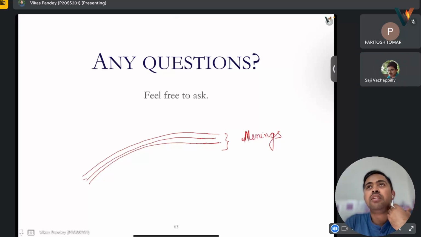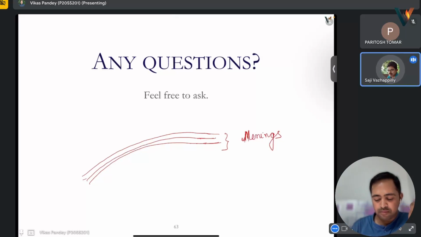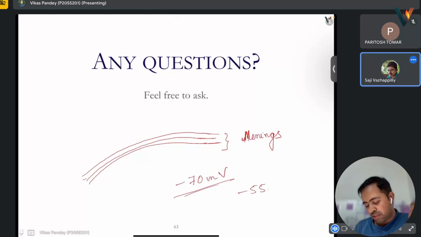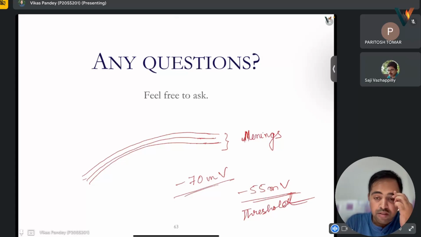And what is the resting potential of a neuron? That is minus 70 millivolts, sir. Yes, minus 70 millivolts. And when minus 55 comes, it will start firing. So minus 55 is what? Threshold, right. And what is the maximum potential it reaches on excitation if it is an action potential? Plus 30.